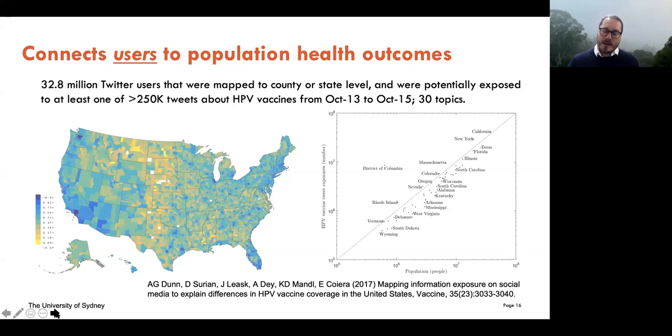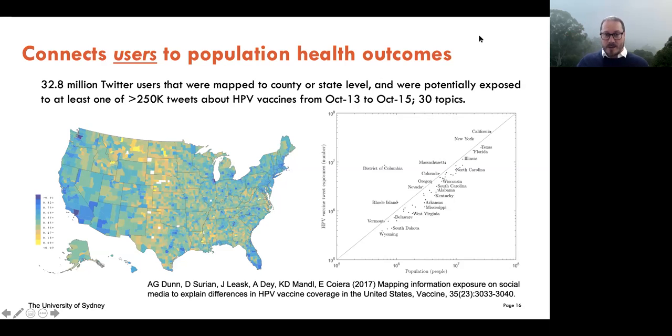And so rather than looking at anything anyone had ever tweeted, in this case, we wanted to look at people's information diets. What we're interested in is whether we could look at what information people were exposed to. So we counted up the number of exposures to any kind of information related to HPV vaccines. We collected over 250,000 tweets that mentioned HPV vaccines from the period of October 2013 to October 2015.